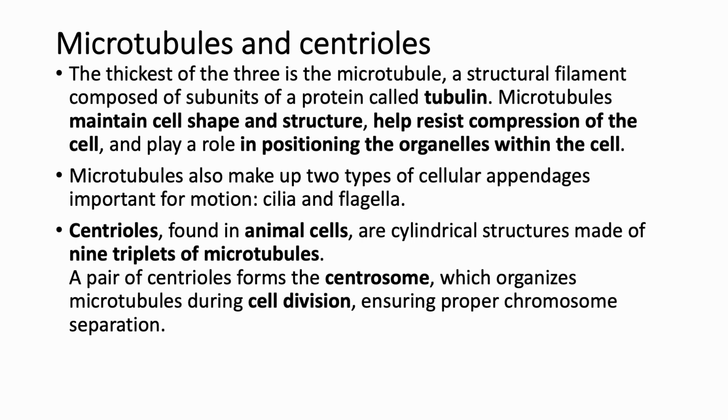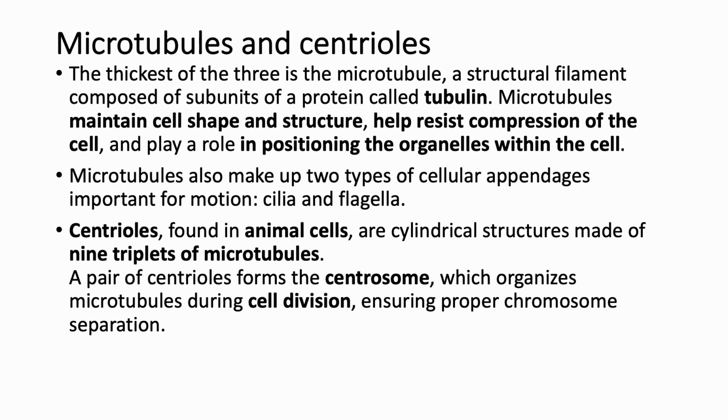Finally, we discuss the microtubules. We discussed them, but I can just pass through it. The thickest of the 3 is the microtubule, a structural filament component made of a subunit protein called tubulin. Microtubules maintain cell shape and structure, help resist compression of the cell, and also play a role in positioning the organelles within the cell. Microtubules also make up 2 cellular appendages that we discussed. Centrioles, found in animal cells, are cylindrical structures made of 9 triplets of microtubules. A pair of centrioles form the centrosome, which organizes microtubules during cell division, as we mentioned earlier.